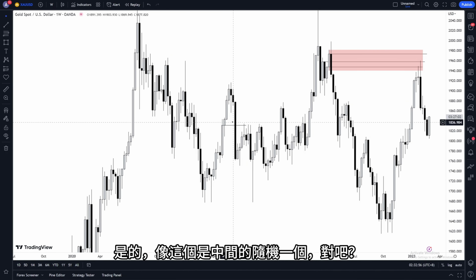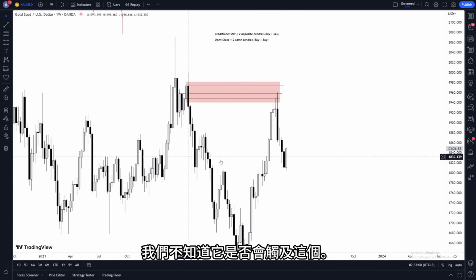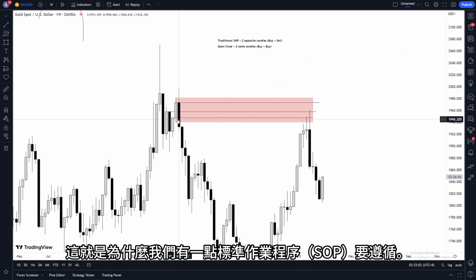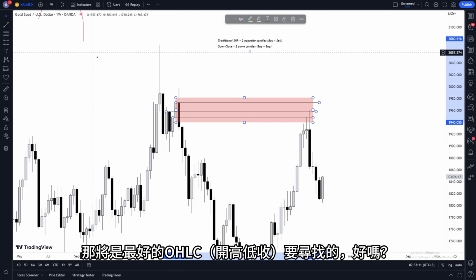We don't know if it's going to touch this, we don't know if it's going to touch this. That's why we have ourselves a little bit of SOP to follow. But the best ones, if you want to place a limit, etc., will be within the last buy before sell candle. That will be the best OHLC to look for.